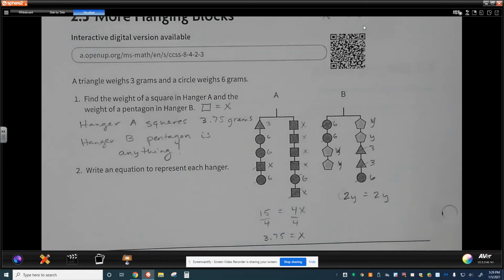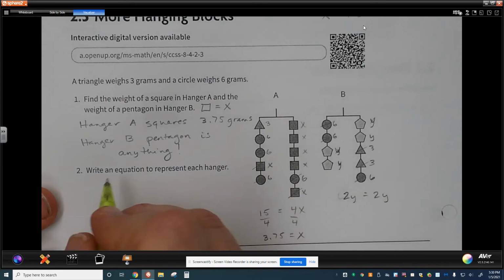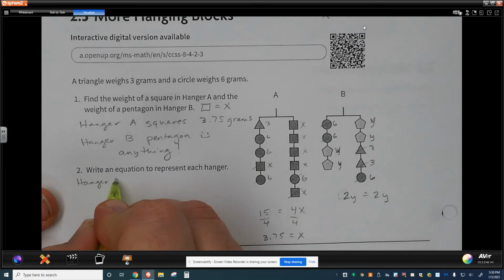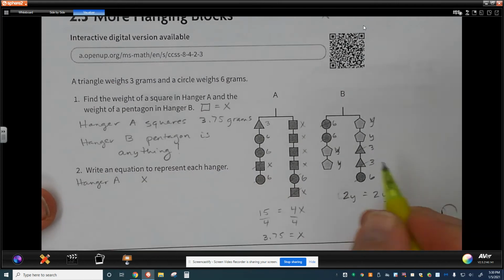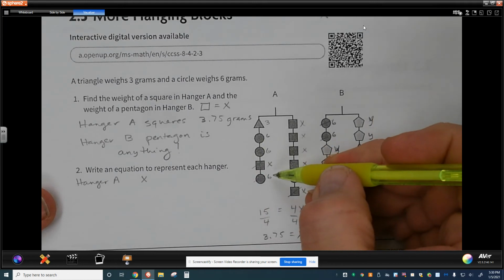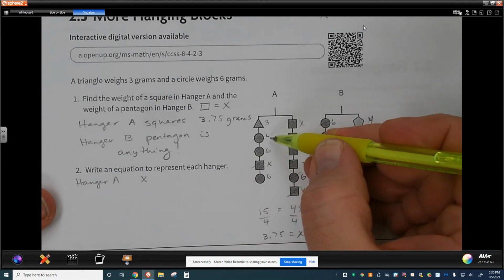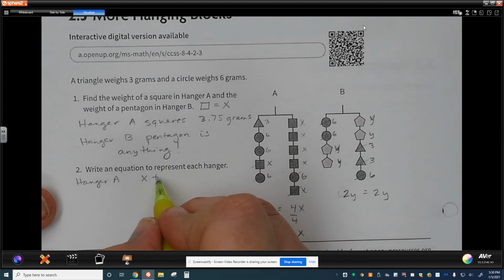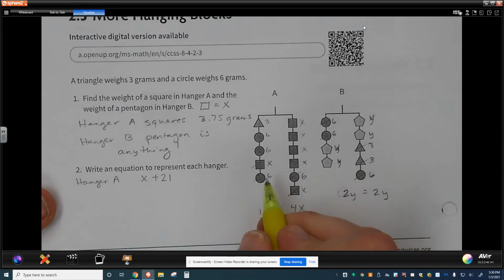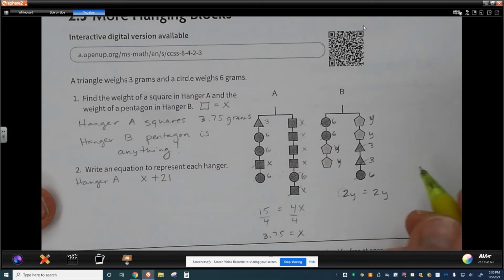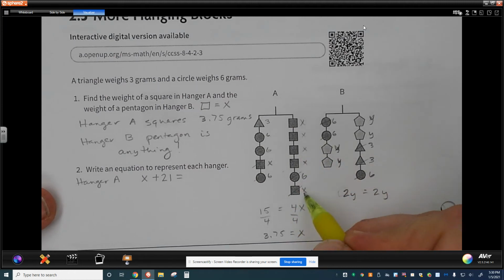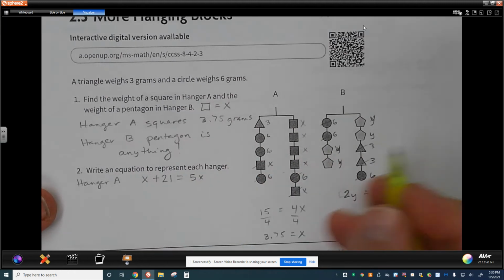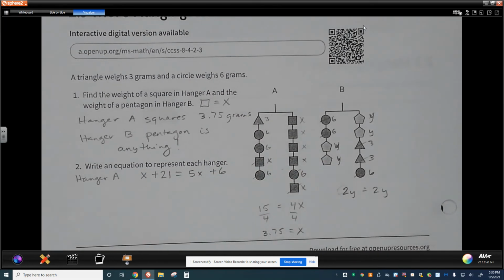So then let's think about, how am I going to write these equations? Well, for this one here, for hanger A, I'm looking at combining my terms over here. I have a single x, so I have x plus the weight of the others, which is 6 plus 6 plus 6, which is 18, plus 3 more, is equal to 21. So combining those like terms, because these are all constant values, we know their weight, but we don't know this one. And then we look on the right side and we see that we have 5 x's and a constant value of 6, because I know its weight. And then from there, there's my equation to represent the hanger.